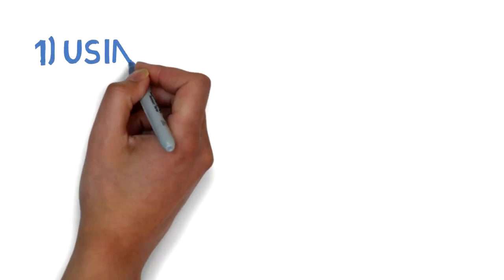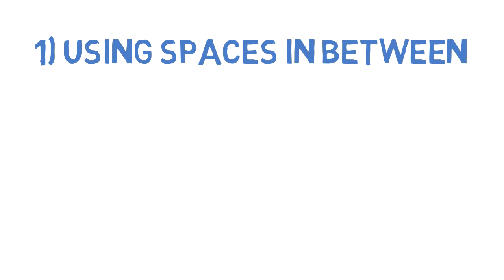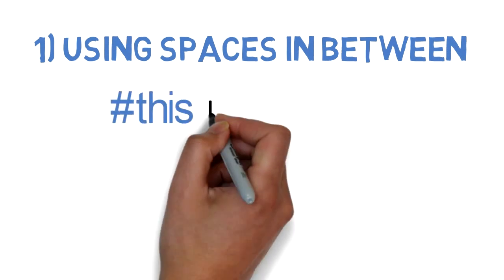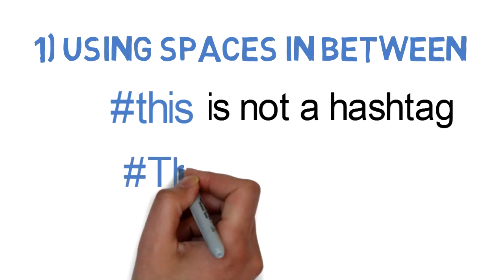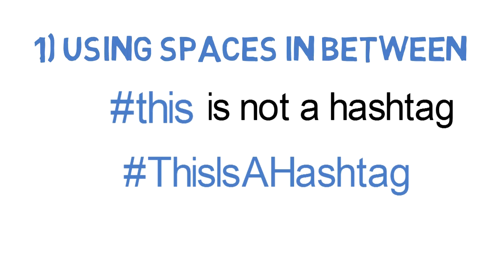The first thing would be using spaces in between the hashtag words. Like you're writing a combination of two or more words, but you use a space in between them. So in the first case, only this is considered as a hashtag and the rest will be a normal word in the post.